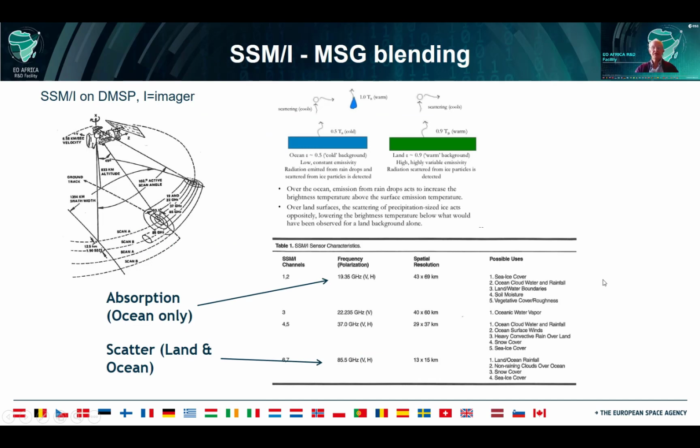Here you get an example of the SSMI on board of the Defense Meteorological Satellite Program, which is using different frequency channels in order to observe the atmosphere. Using the principles of emission and scattering, in that way trying to record the radiation emitted from raindrops and scattered from ice particles, as well as the radiation for high and variable emissivity. So both over oceans only, as well as land and oceans.